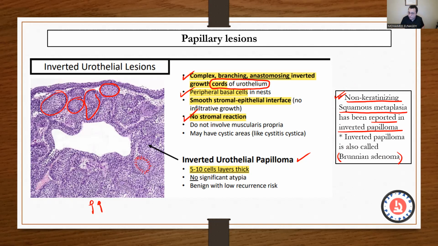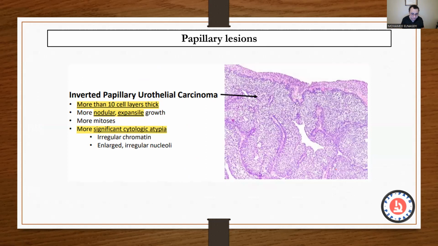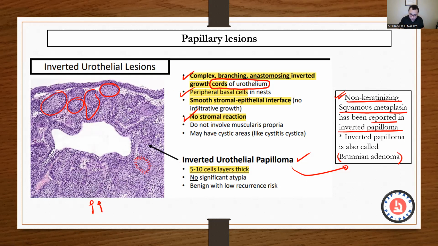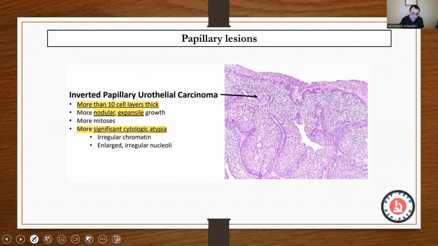Another thing that I need you to know is that inverted papilloma is also called Brunnian adenoma. I don't know how it's correctly pronounced. However, this was one of the choices in the Q-banks and I wasn't able to get it. This is the same thing as inverted urothelial papilloma, just letting you know about it. So add this to your notes so that you know that they are both the same.